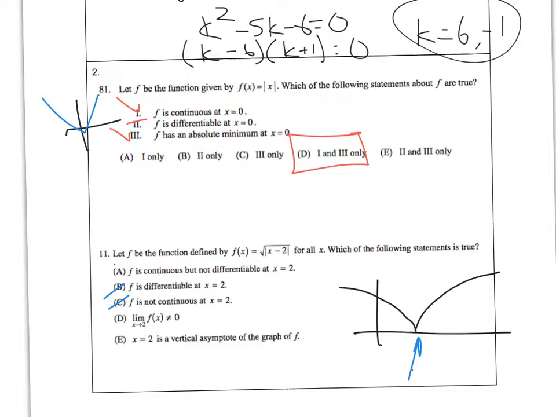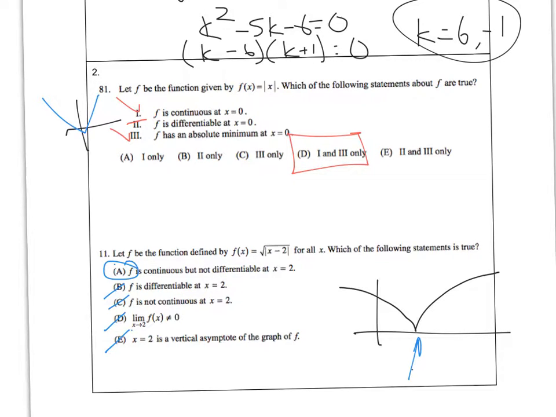We are continuous. The limit as we go to 2 does equal 0. And we do not have a vertical asymptote there. So A is my answer. Now on the quiz, make sure you justify each of those pieces. I just did it verbally. Explain why we're not differentiable.